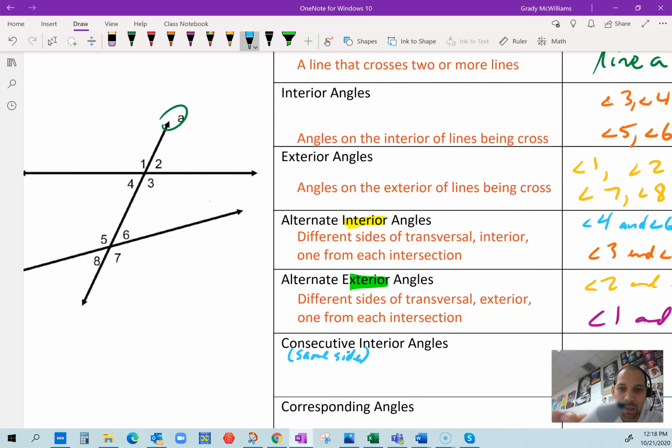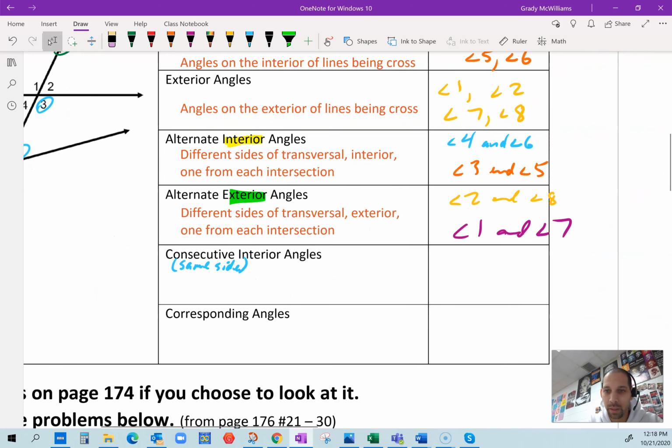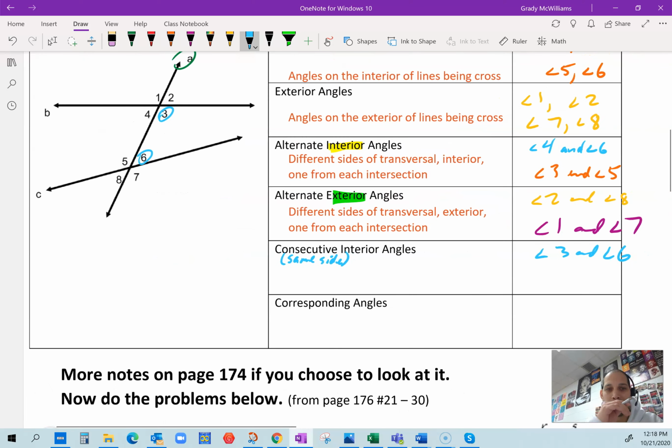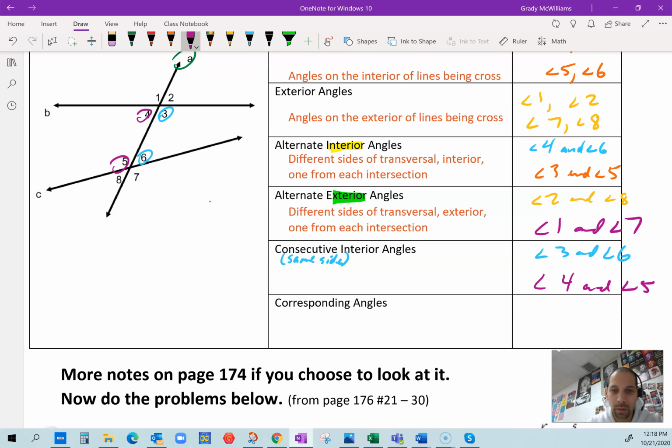So example 3 and 6 would be an example. Also, we could have 4 and 5. Those are called consecutive interior angles. They have to be on the same side of the transversal, and on the interior, and one from each intersection.